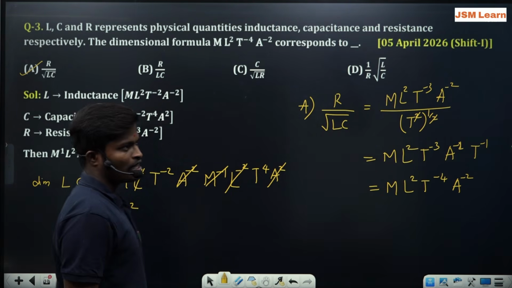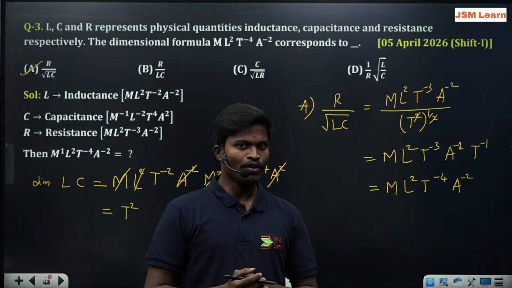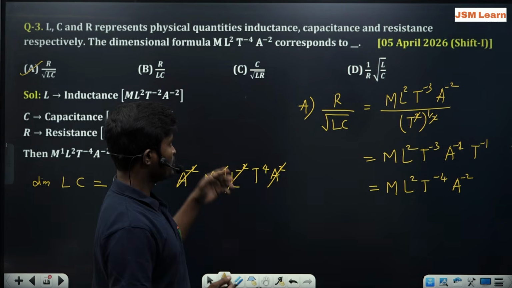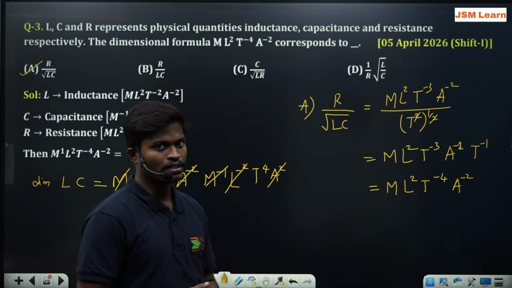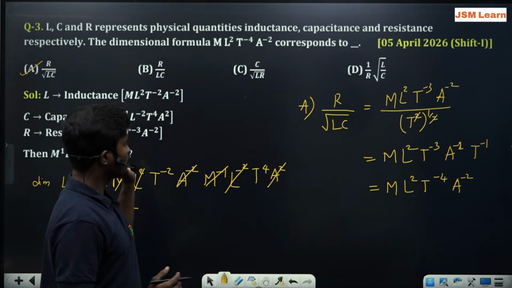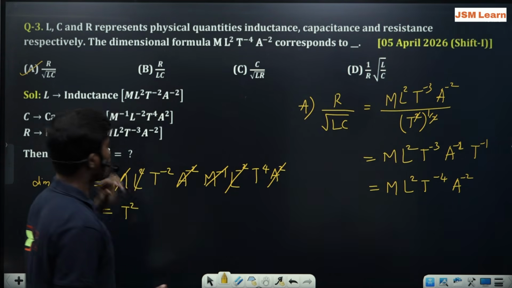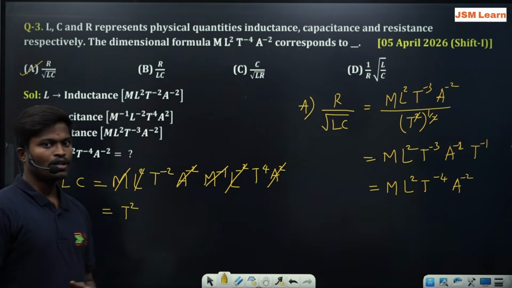If it is a multiple correct type question, which is given in JEE Advanced type, there we have to choose the other options, and we have to solve for other options also. So in this single correct answer type, we just have to select the single correct option ML2 T minus 4 A minus 2, which is corresponding to option A. So this is the way to solve the questions.